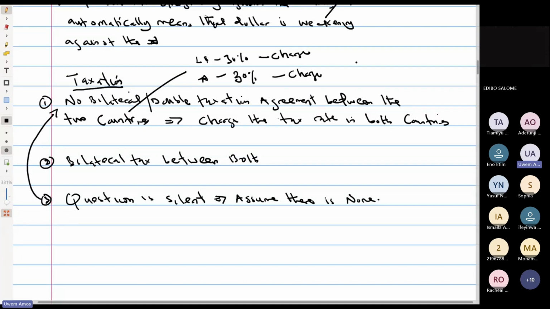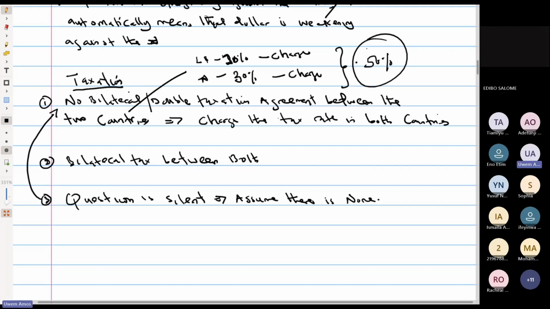So let's assume that the tax in Linda is 20%, and in Nigeria is 30%. You charge 20% tax on what you make in Linda, and then you charge 30% on what you make in Nigeria. So technically, on your income, you are charging approximately 50% on your total earning as tax.